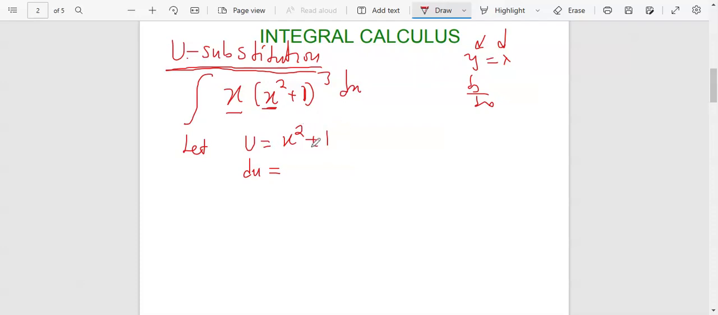What are we going to get if we differentiate x squared plus 1?